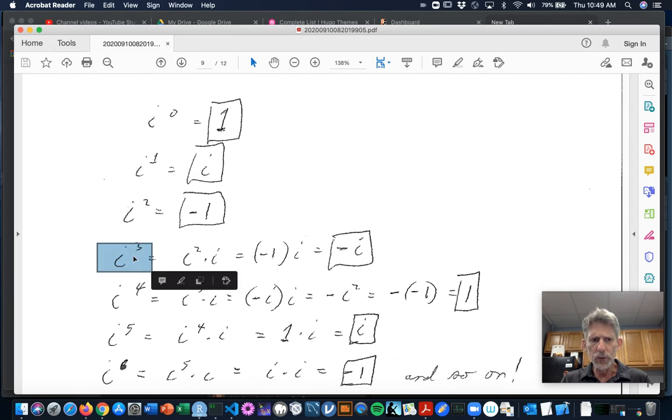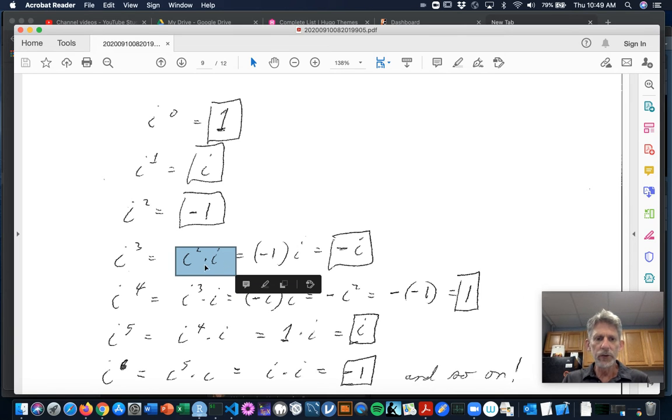But what about i cubed? Well, by rules of exponents, that should be i to the 2 times i to the 1. i squared times i. And i squared is negative 1, and negative 1 times i is minus i.